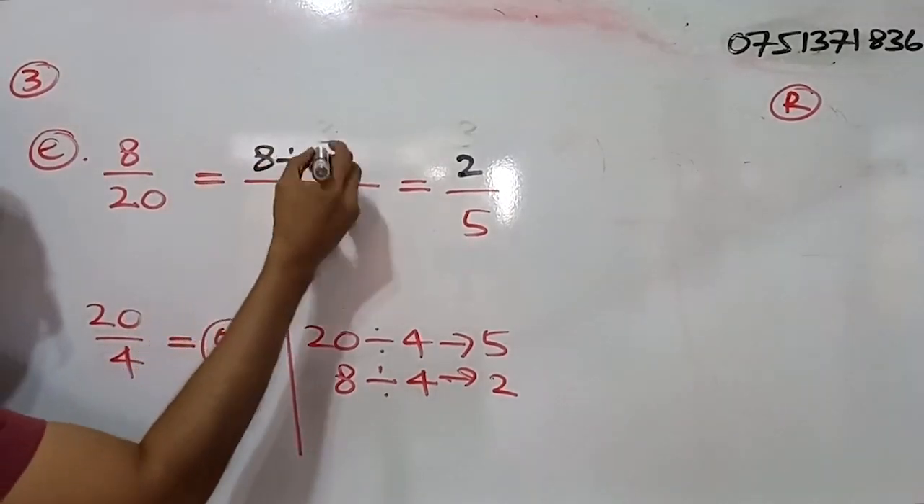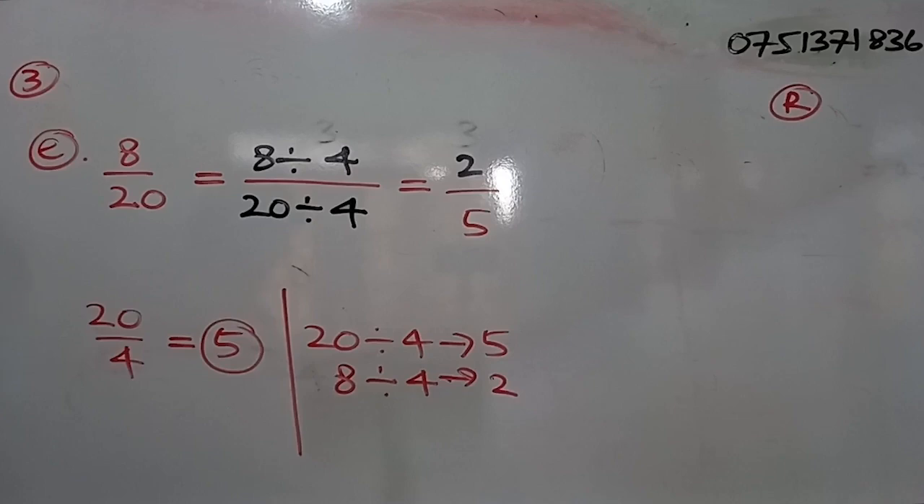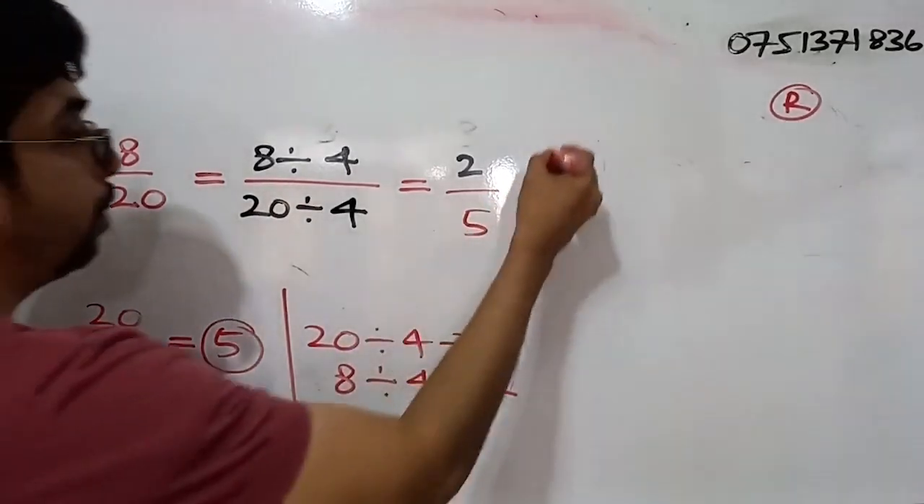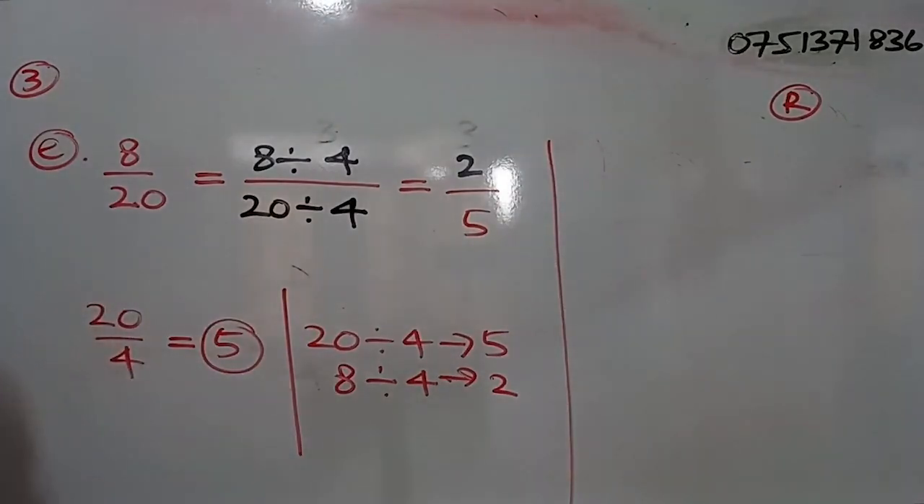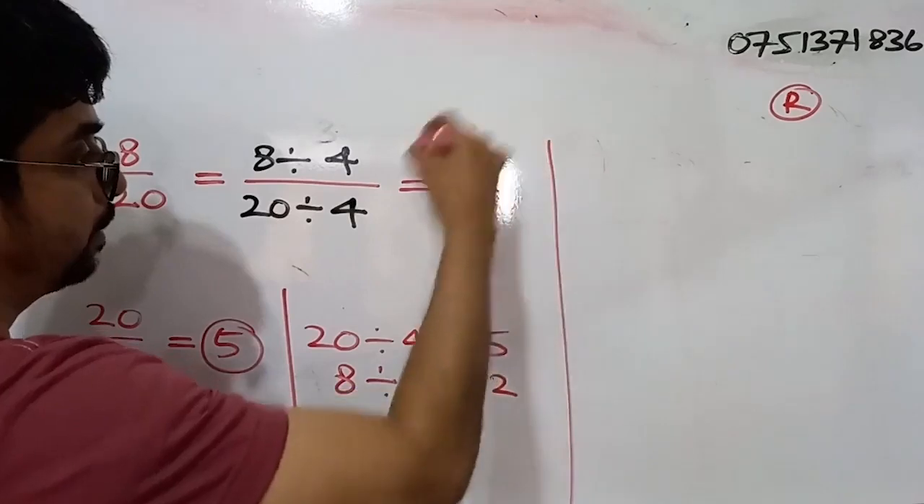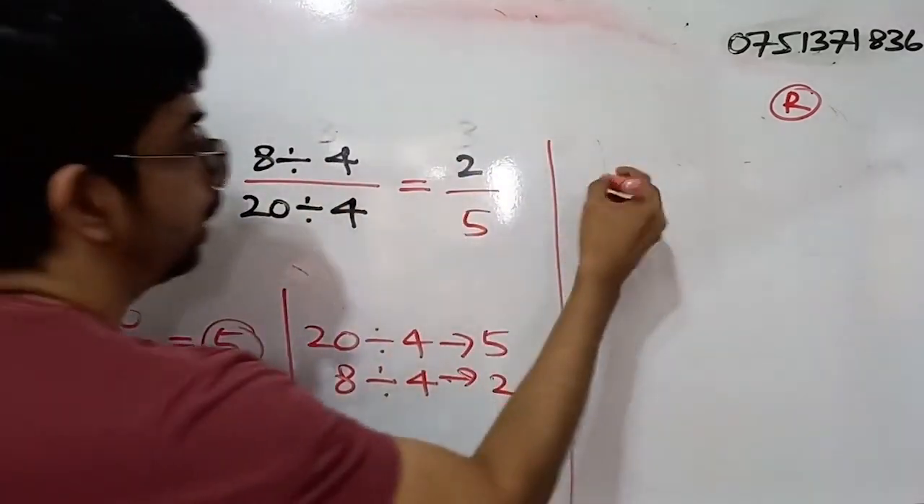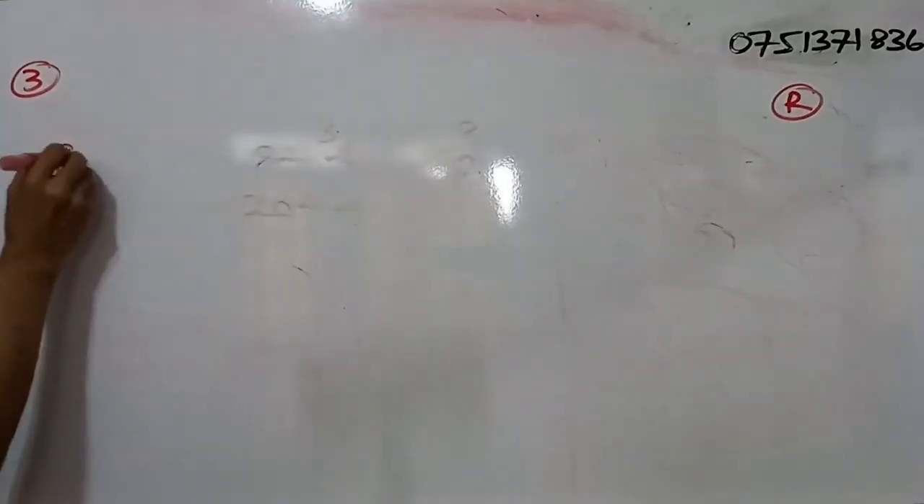8, we have to divide it by 4. 20, we have to divide it by 4, right? So the thing that you need to remember, what are these fractions? Equivalent fractions, right? So when we talk about equivalent fractions, we will take this fraction, 8 by 20, the next part, so that will be f.